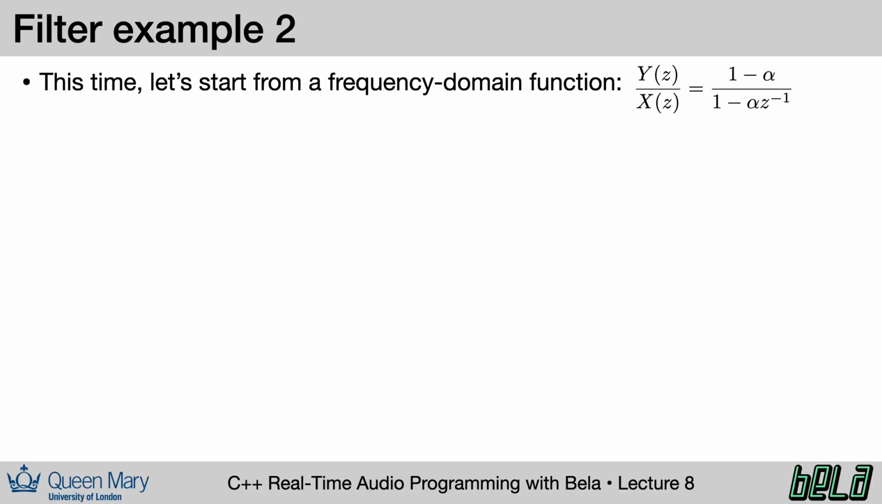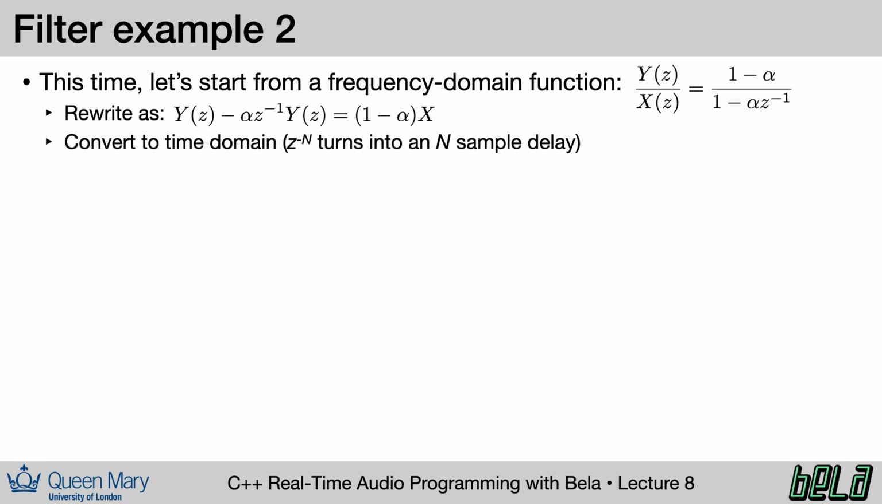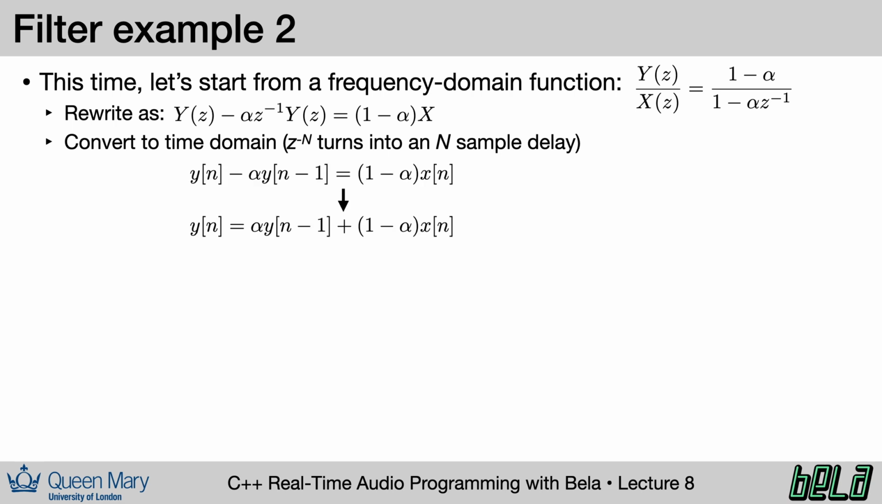Let's look at a slightly more complex example. This time, we're going to implement a filter starting with its frequency domain representation H(z). In this case, that's defined as Y(z) divided by X(z), and that is (1 minus alpha) over (1 minus alpha times z to the minus 1). We can rewrite this using some basic algebra, and then we can use the z-transform to turn this from the frequency domain into the time domain.